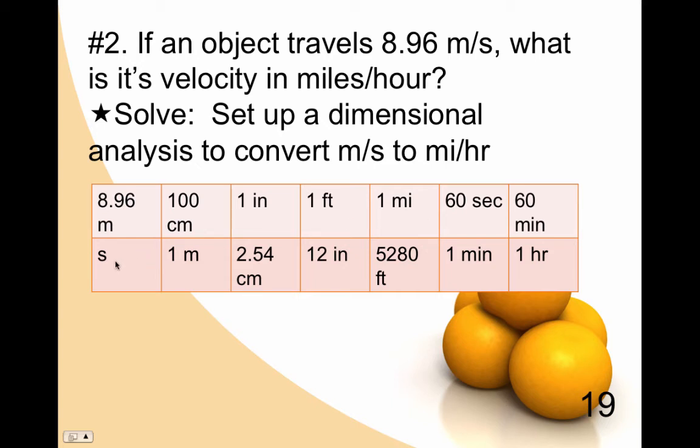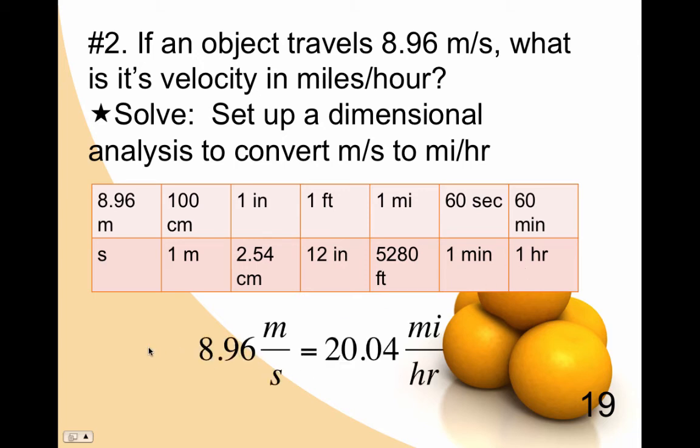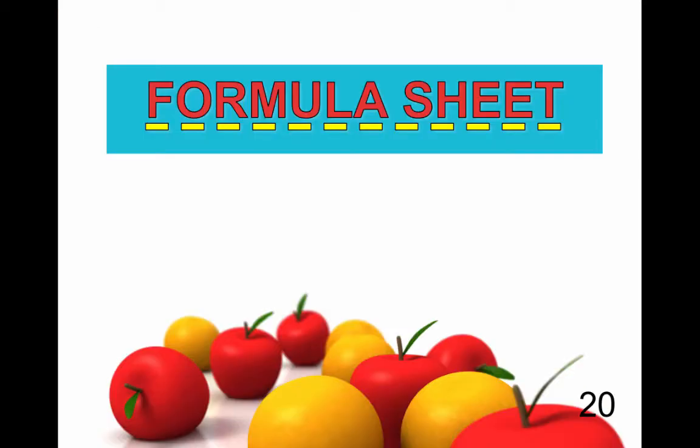Then we go back and grab the seconds. Seconds get transferred up diagonally to the right, change into minutes, and the minutes change to hours. Multiply everything across the top and divide by everything on the bottom, and we get 8.96 meters per second is the equivalent of 20.04 miles per hour.